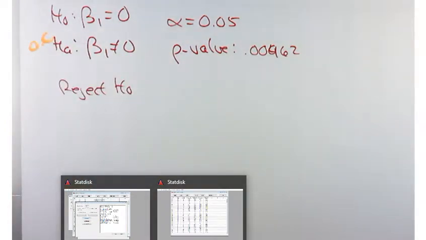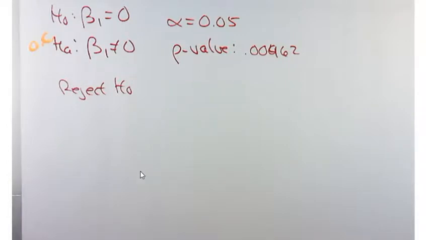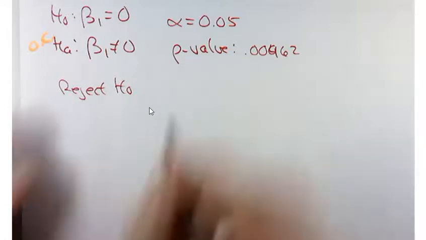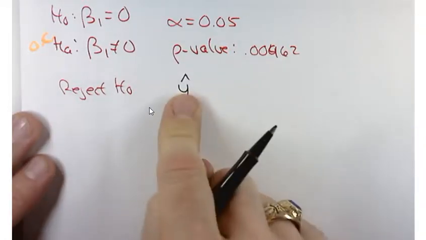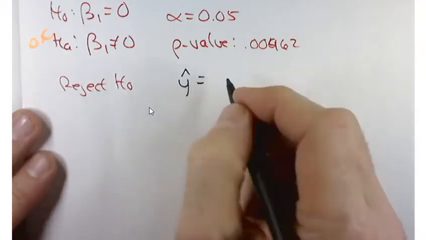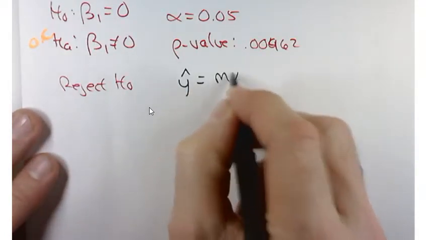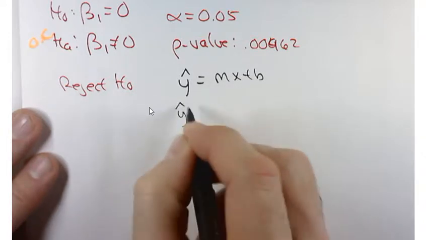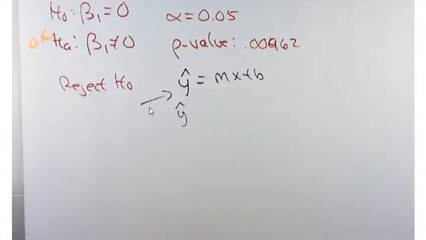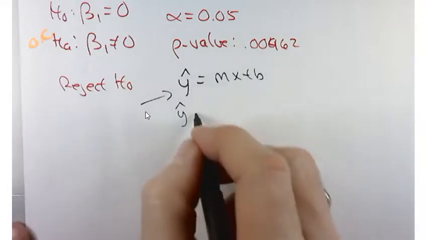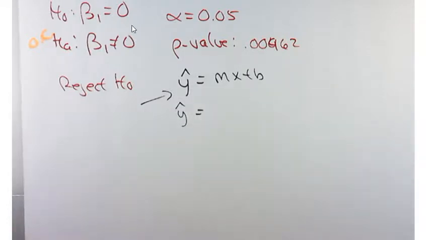But I want to focus on something other than stating the conclusion in words. Let's look at the model that we get out of all this. The model is going to be denoted by y hat. Y hat is your predicted value. It's going to equal mx plus b. Let's pick up these numbers from the output in StatDisk.